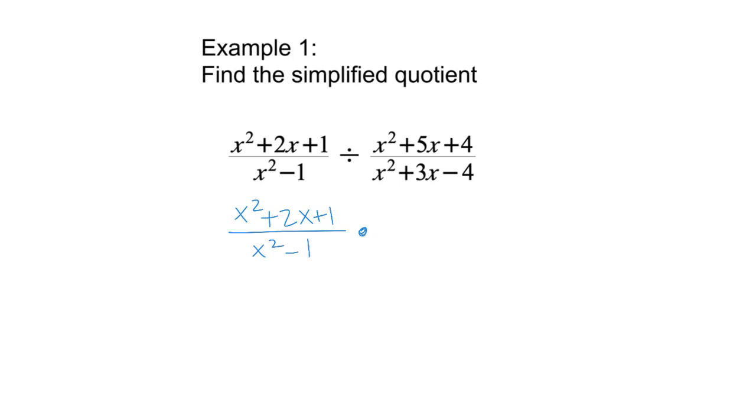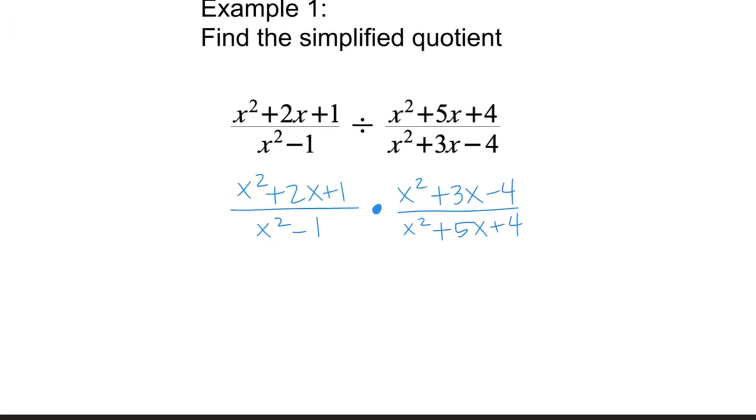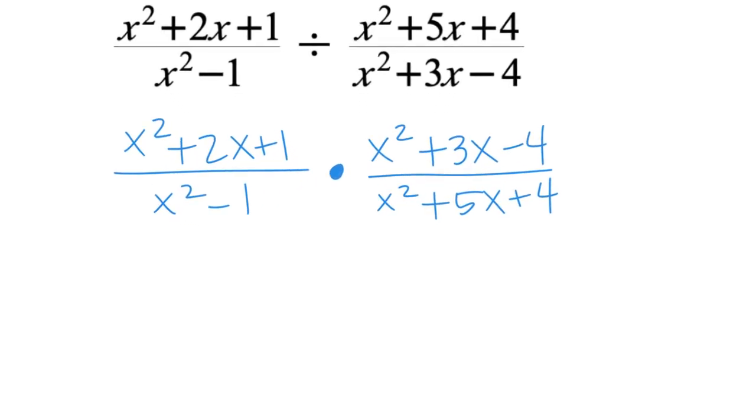I'm going to change it to multiplication, and I'm going to flip my second fraction. So that x squared plus 3x minus 4 is now on top, and x squared plus 5x plus 4 is now on bottom. So now that I have that, I'm going to factor or simplify as much of the fractions as I possibly can. So I'm going to look at one thing at a time.